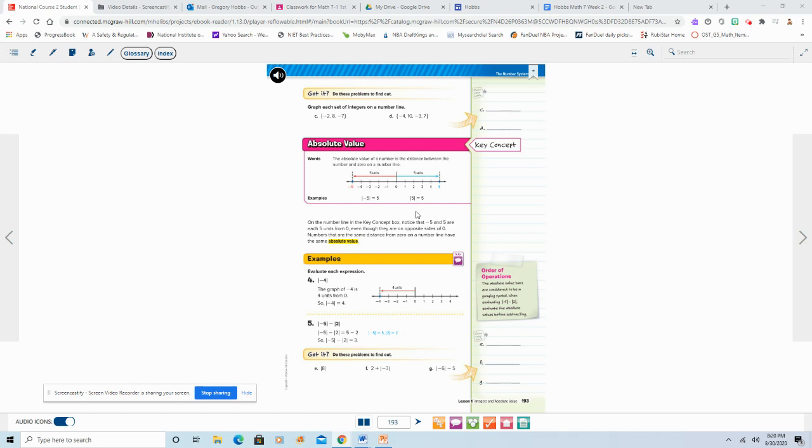Part 2 of lesson 3-1 is absolute value. We're on page 193. Once again, pause if you need to get there. Split your screen once again so you can see what I'm talking about, and you can do work on your page.